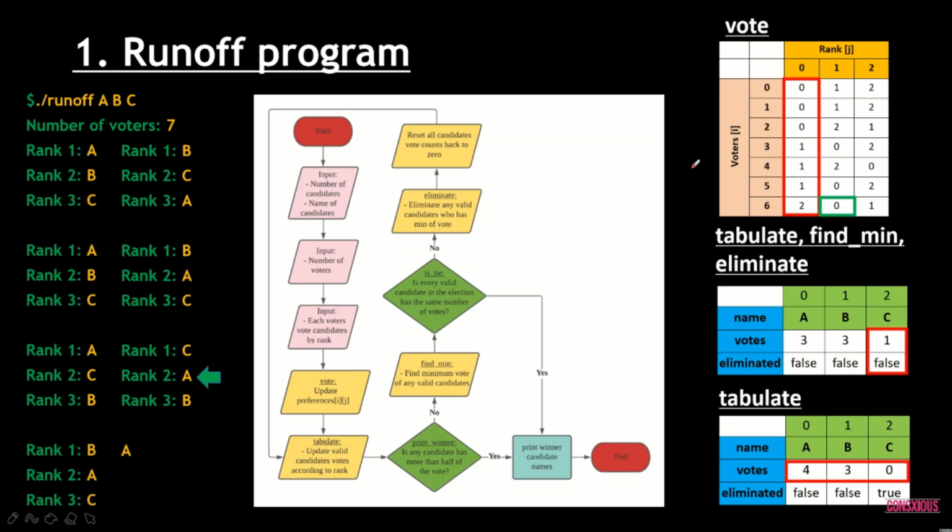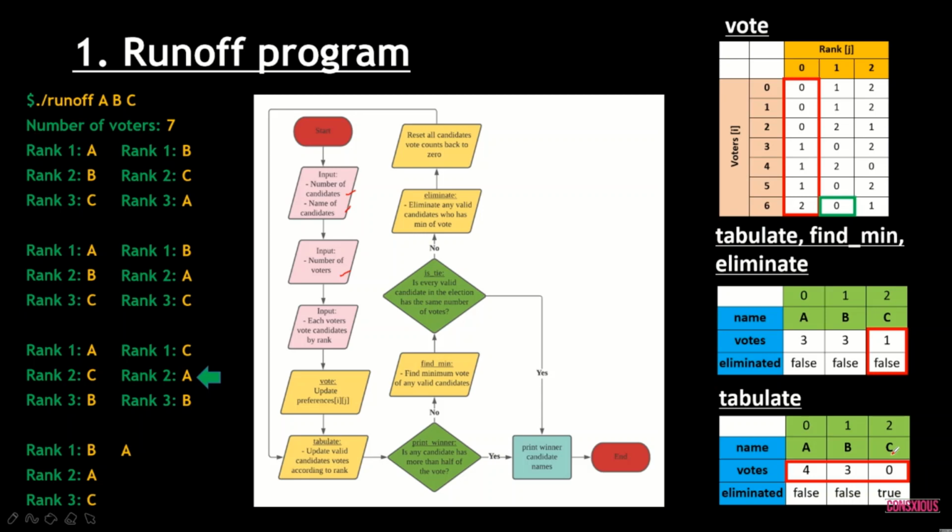To help you understand more, I will create a flowchart. You can see here the start. The user keys in the number of candidates, the names of the candidates, then the number of voters. Then we also input each voter's candidate vote by rank. Then we go through the vote function, which just puts all the information into this table, and then tabulate, to fill out things here.